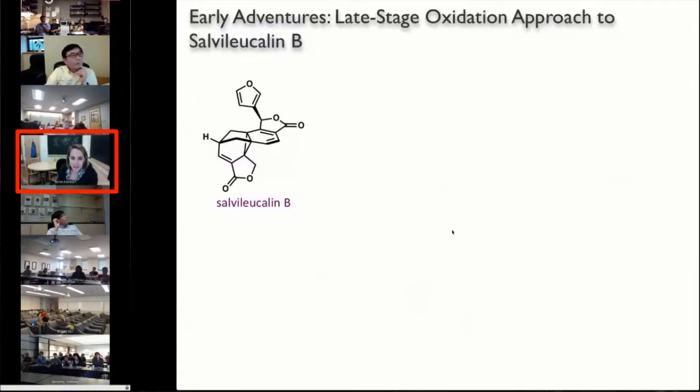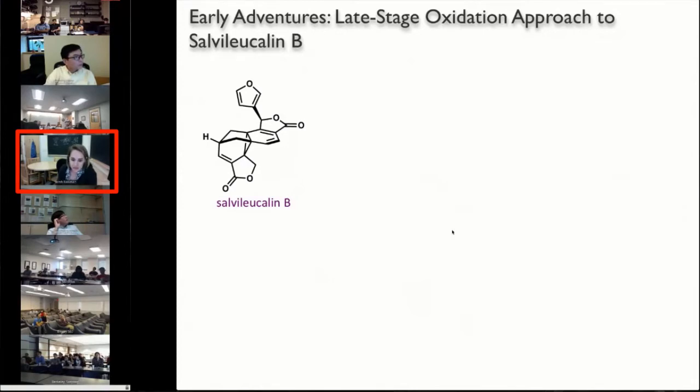After getting the invitation to be a part of this symposium, I was thinking about chemistry where we have used CH functionalization in total synthesis, and it made me think of one of the first molecules we worked on in my lab at Caltech. This molecule, Salvileucalin B, is an unusual diterpenoid type natural product with a norcaradiene that's at the core of the skeleton. And it was really our interest in how to gain access to that structure that led us to pursue Salvileucalin B.